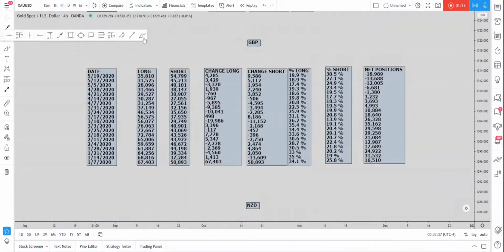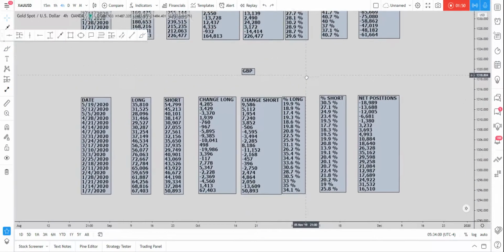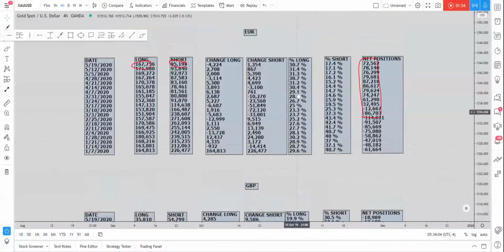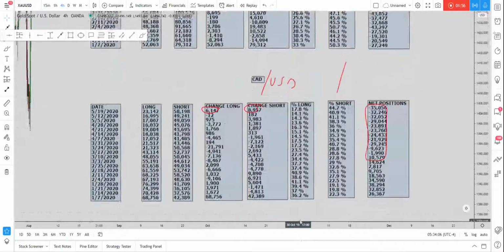So on the pound, we can clearly see that overall we are sitting at the moment at minus 18k net positions. So with shorts outweighing longs greatly, way more shorts than longs on the pound from an institutional perspective, with a 30.5% short exposure. So we can definitely expect the daily time frame to basically continue to move to the downside, and the weekly to break that support.